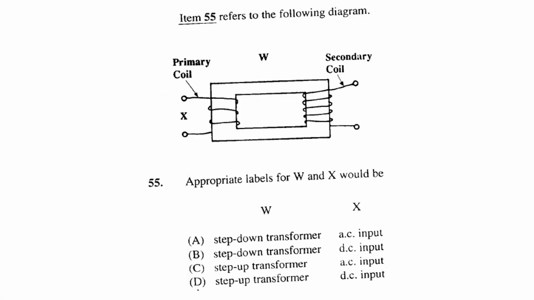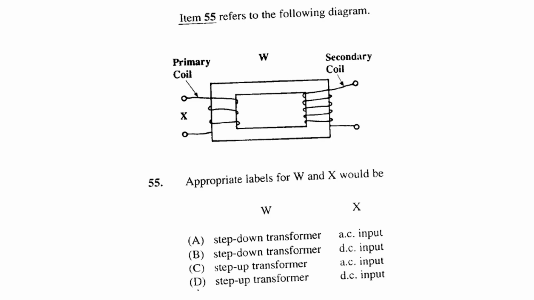Number 55 refers to the following diagram. On the left we have our primary coil, on the right secondary coil. Appropriate labels for W and X would be, well, let's see. A, step down transformer, X, AC input. B, step down transformer, X, DC input. C, step up transformer, X, AC input. Or D, step up transformer, X, DC input. So those are just basically combinations of each other. How do we know which one it is?